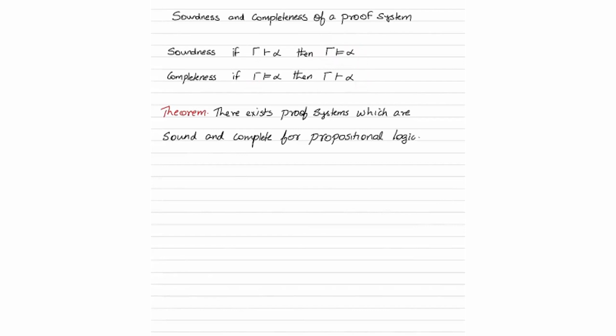So if gamma is empty, then what you get is, if you can derive alpha with no premise, then this implies that alpha is valid. But you can make a stronger statement in terms of what is called restricted validity or logical consequence. For all valuations where all the formulas in gamma are true, alpha is also true, then you can derive alpha from the premises given in gamma. So that's what this is.